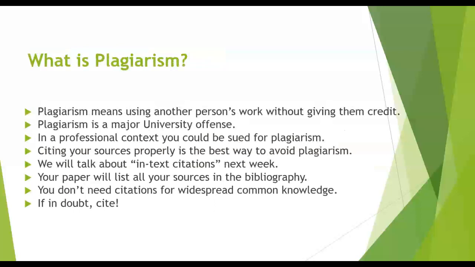Now, if you don't cite your sources properly, you can get into trouble with what's called plagiarism. The definition of plagiarism is using another person's work without giving them proper credit. It's a major university offense, and in a professional context, you can be sued for plagiarism and get into all kinds of other trouble. So the best way to avoid plagiarism in a research project is to cite your sources properly. You'll do that partly through what's called in-text citations, which we'll talk about next week. And right now we're talking about how to list the sources in your bibliography at the end of the paper.